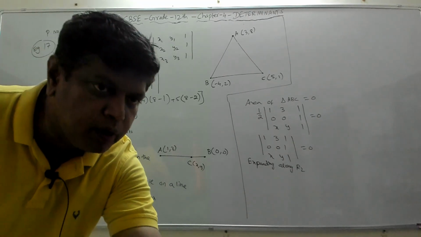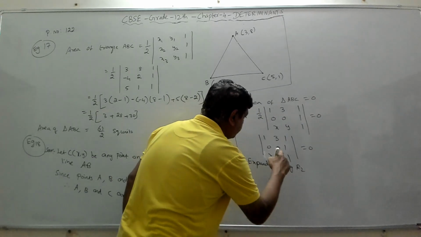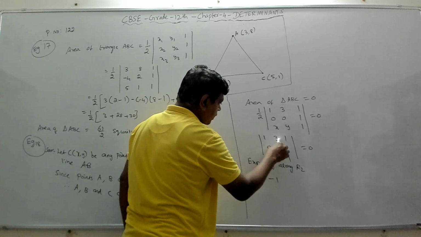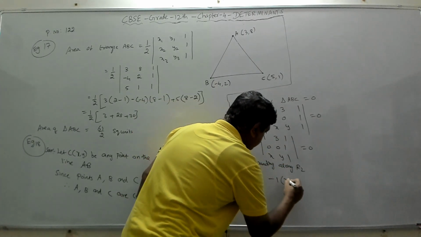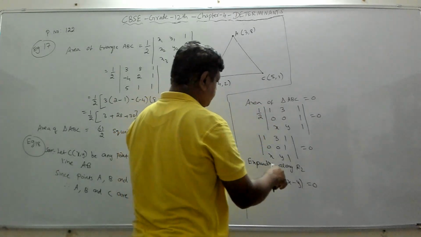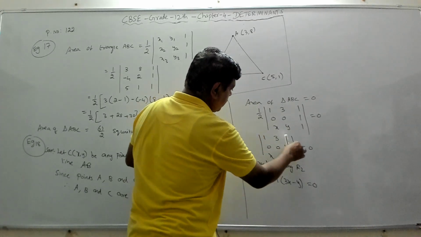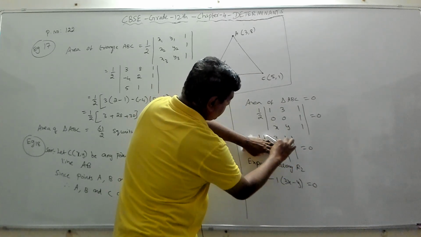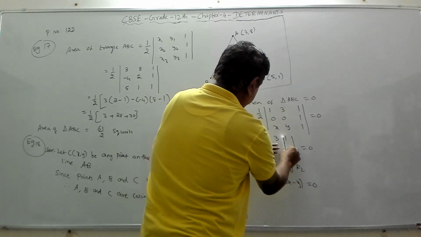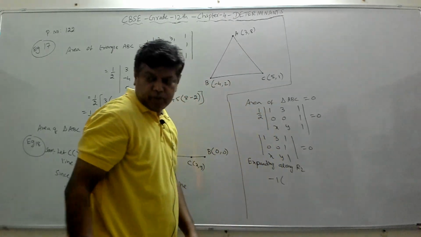Fine. So we'll put minus. So this is minus 1 into, we'll close this particular row and this particular column. We'll get 3 into x, that is 3x minus 1 into y, that is y, equal to 0. So if you take this particular element, you close this particular row and this particular column, then you get 1, 3, x, y.